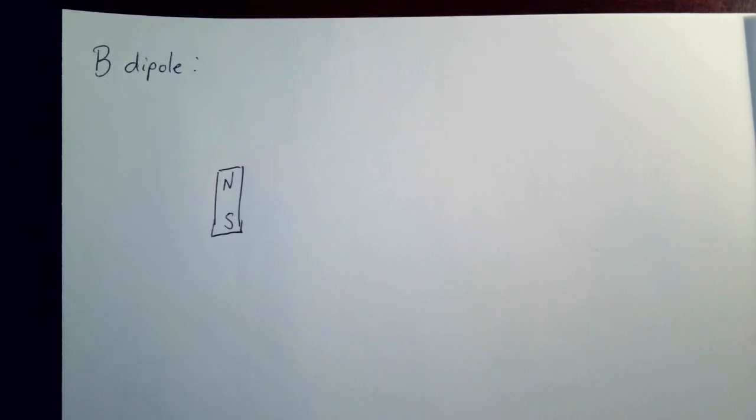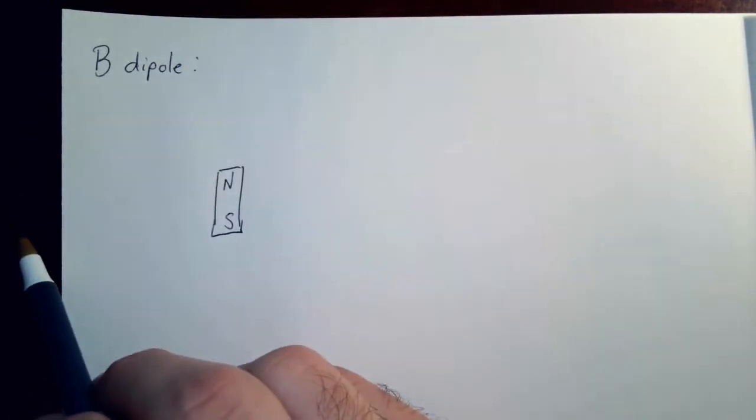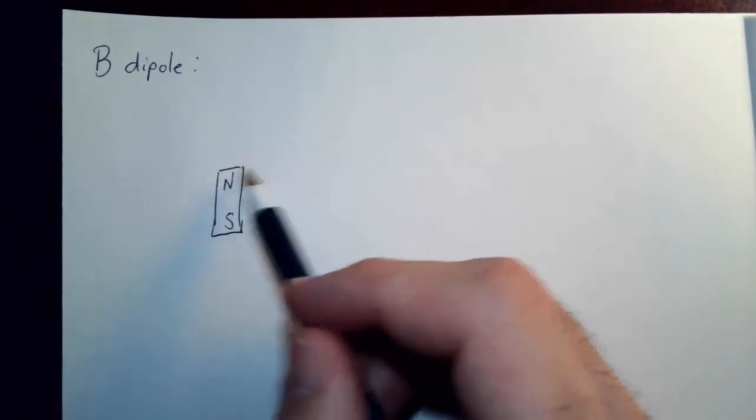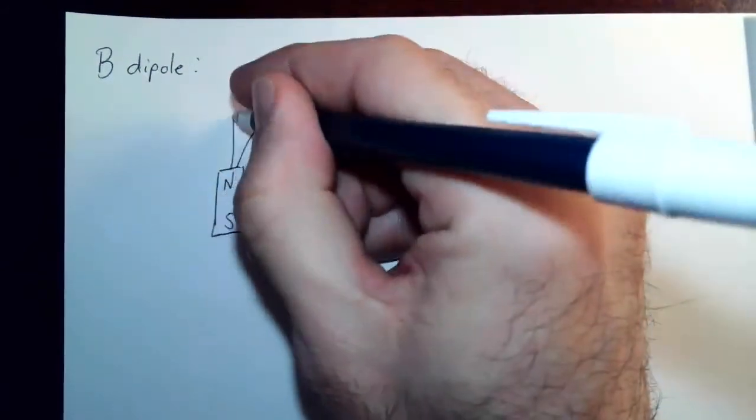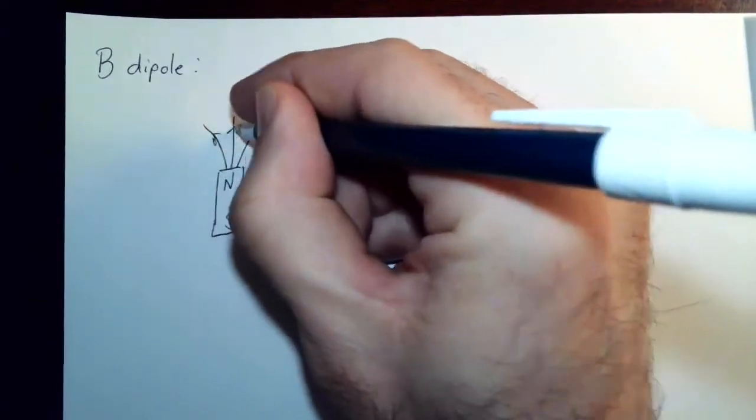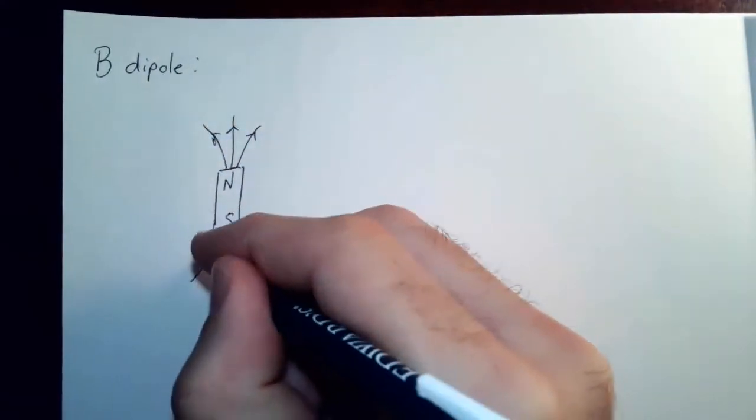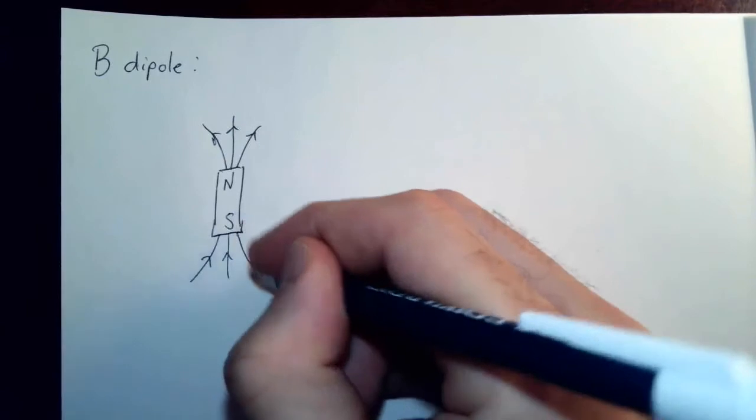All right, that was for an electric dipole. Now let's look at a magnetic dipole. The classic example of a magnetic dipole is a bar magnet. And as I just mentioned a minute ago, the magnetic field lines come out of the north and go into the south.